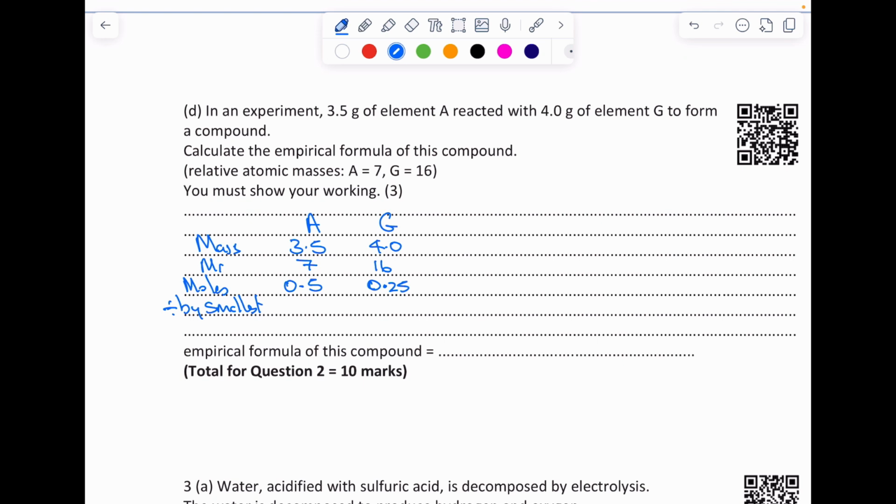Now be careful, this is sometimes where people fall into a trap. The smallest number of these two is this one. So divide them both by 0.25. So 0.5 divided by 0.25 is going to be 2, and 0.25 divided by 0.25 is 1. So therefore, my empirical formula is A2G to get the full marks for that question.